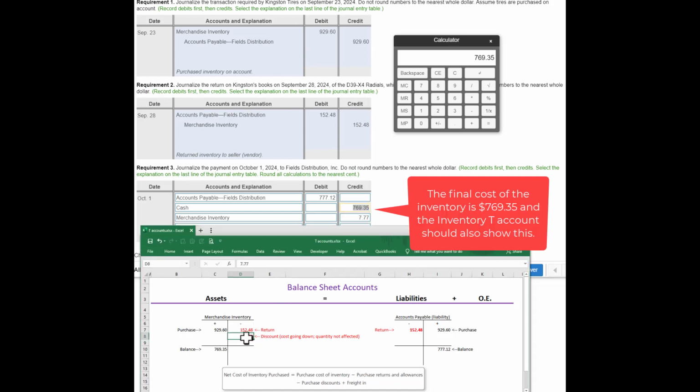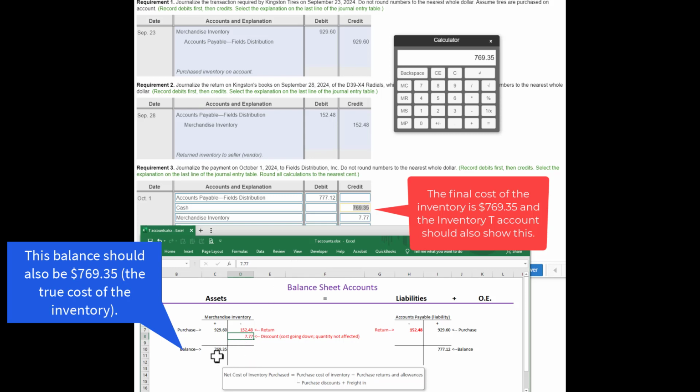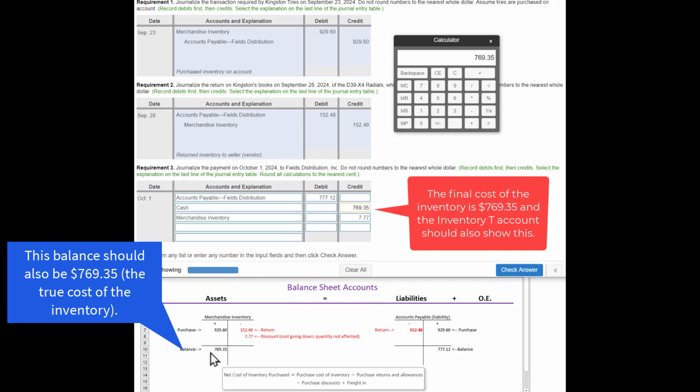$769.35. But watch what happens if I get rid of that discount. Watch what happens to this balance. If I get rid of that discount and put that credit somewhere else, it's saying that the inventory would have cost us $777.12, but it's actually cost us $769.35. So how do we get it from $777.12 down to $769.35? We have to credit the inventory account. And now it's correct. The cost of inventory was $769.35, and the amount we paid was $769.35, paid within the discount period.